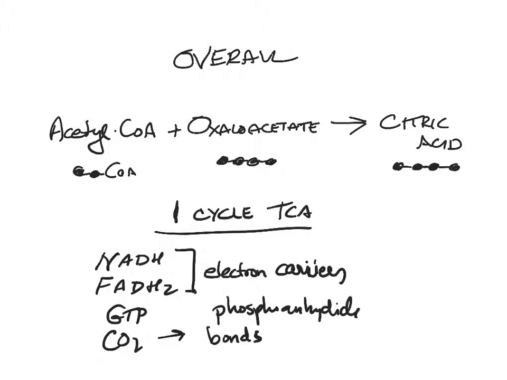If you are able to draw these pictures and understand the input and output, and the fact that we are converting energy from the acetyl-CoA really into NADH, FADH2, and GTP, with CO2 as a waste product in this case, you will be doing fantastic on an exam. Okay, I think that's about it. Let me know if you have questions.